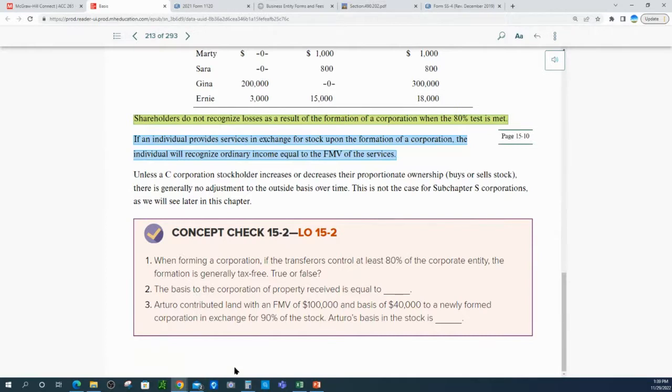So Arturo contributed land. Let's look at this. Arturo contributed land with a fair market value of $100,000 and a basis of $40,000 to a newly formed corporation in exchange for 90% of the stock. So that's over the 80%, but it doesn't really matter at this point because they're not even asking us if we're going to report any type of gain or not. But what is his basis in the stock? Anybody want to take a gander at that?